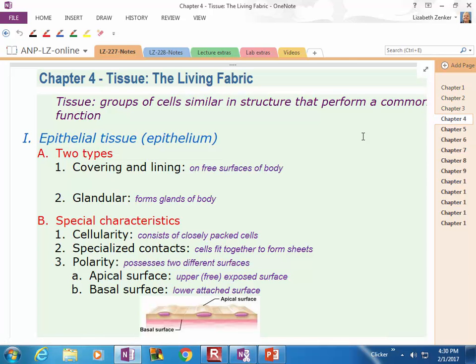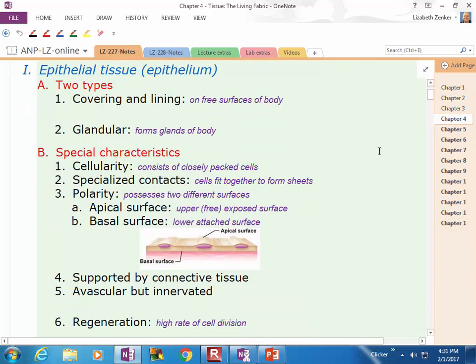So tissues are groups of cells similar in structure that perform a common function. So you have been looking at the 4 main types of tissue. What are they? Epithelium, muscular tissue, nervous tissue, and connective tissue. Right, awesome. Okay, so epithelial tissue. There are 2 types, coverings and linings, and glandular.